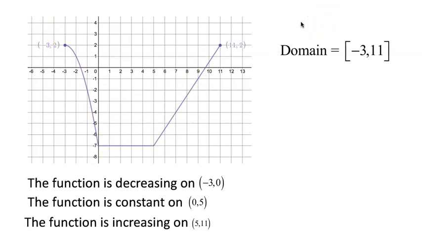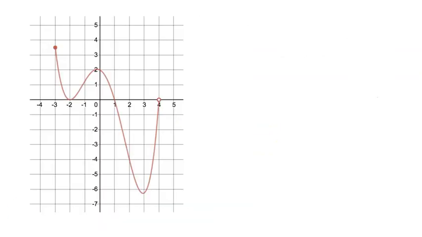Now, what about the range? What's the lowest y value we see anywhere? Lowest y value we see anywhere is negative 7, and the highest y value we see is 2. So from negative 7 to 2 will be the range. So again, lowest y value, negative 7, highest y value is 2. Everything in between is being used. That's our domain and our range. Let's take a look at another question.